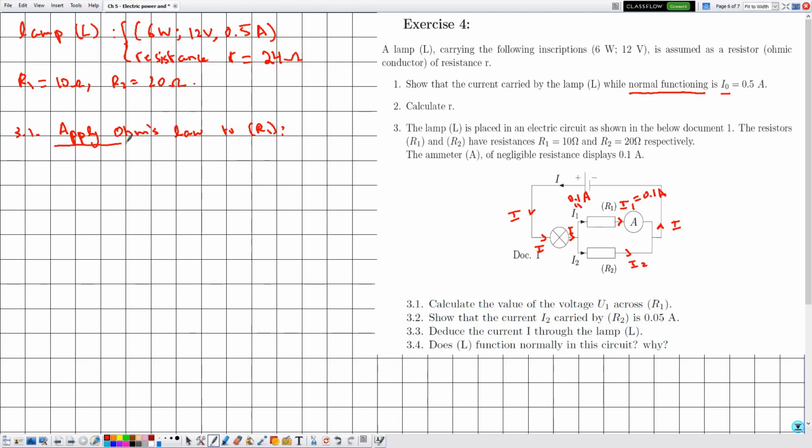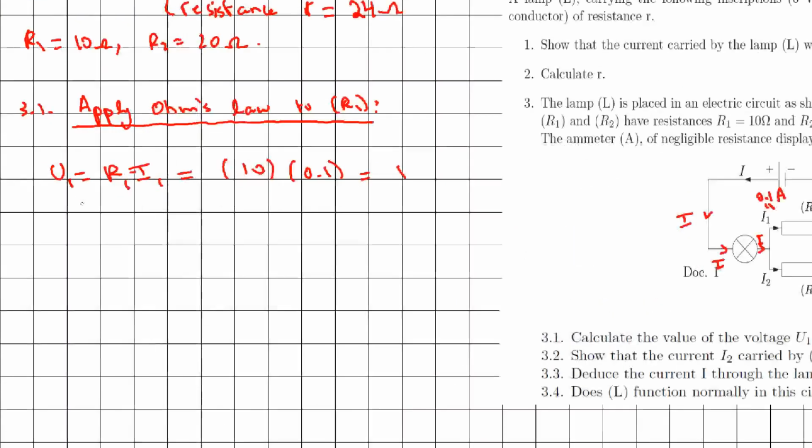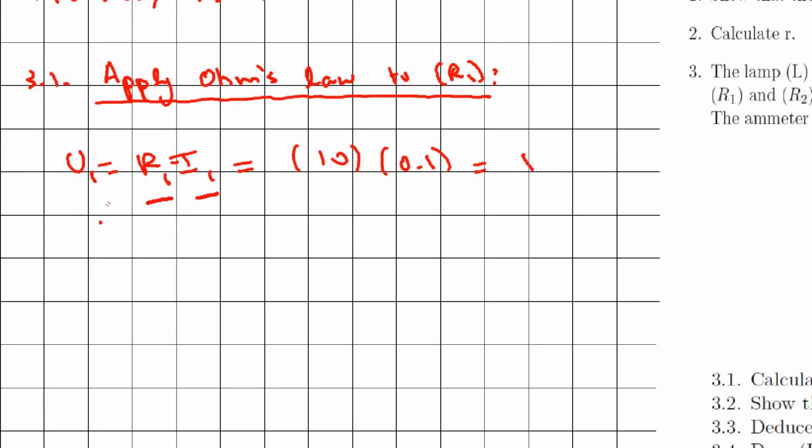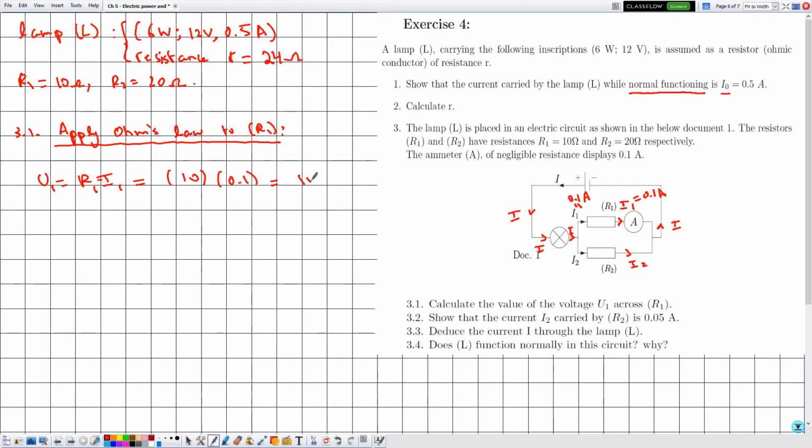To R1. This law is given by U is equal to R multiplied by I. So this is the form that we need. Let's label some stuff: U1, R1, I1. The value of R1 is 10. The value of I1 is 0.1. Plugging this on the calculator will give us 1. Since R1 in the SI and I1 in the SI, the value of U1 will be in the SI, which is U1 is equal to 1 volts.